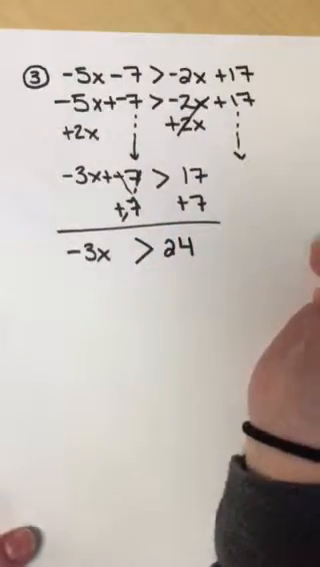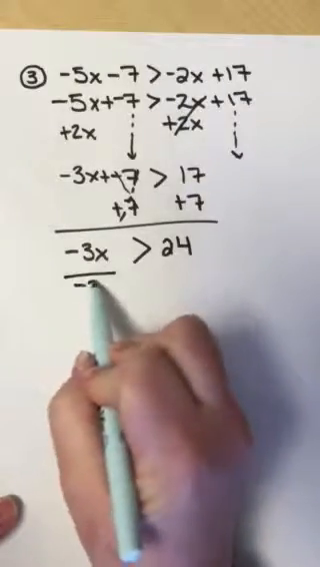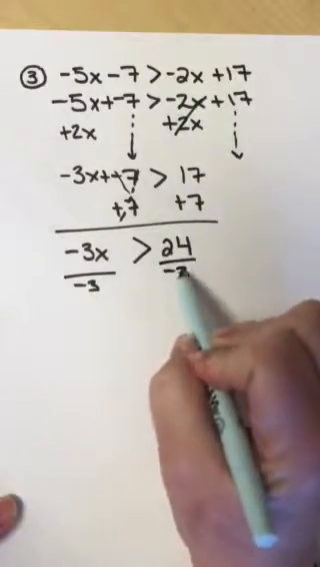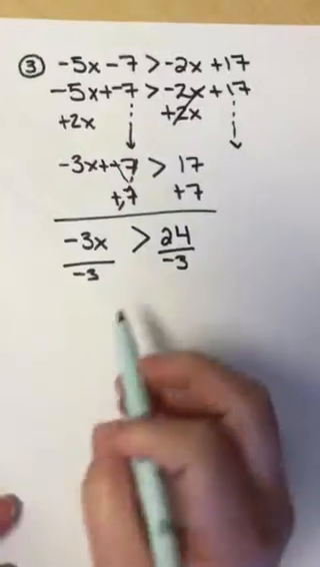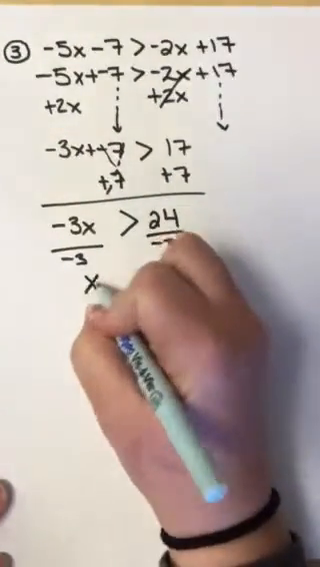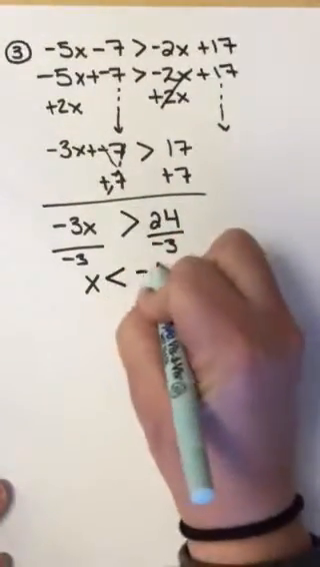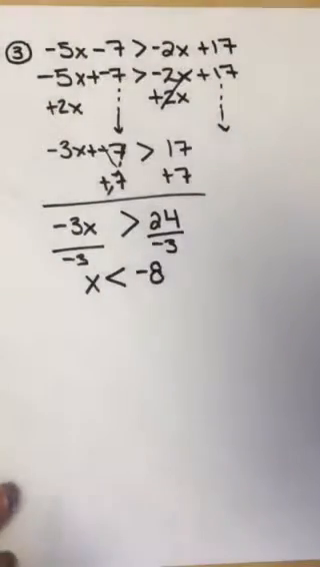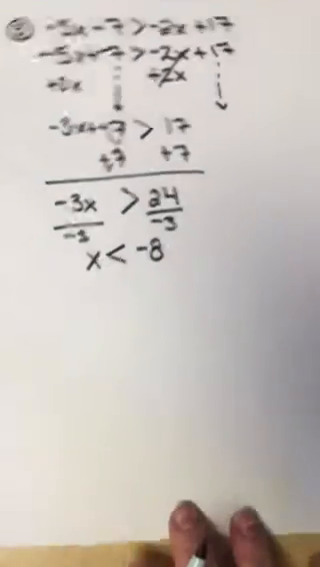Use a calculator, don't guess. Divide by negative 3, divide by negative 3, and be very careful because we're dividing by a negative, so x is going to be less than negative 8. Okay, again, you're going to pause the video, don't talk to your neighbor, try number 4, and then come back and let's see if you did it right.